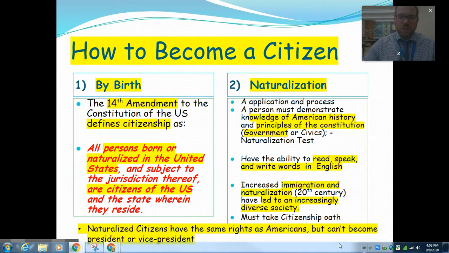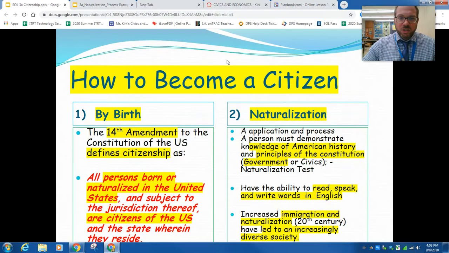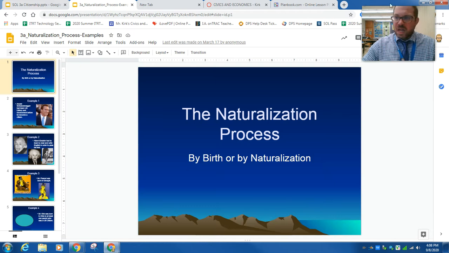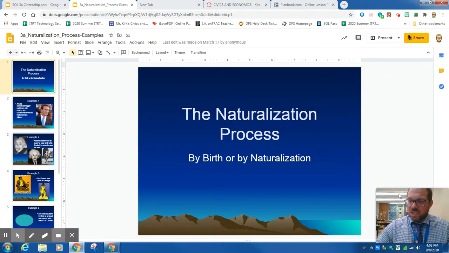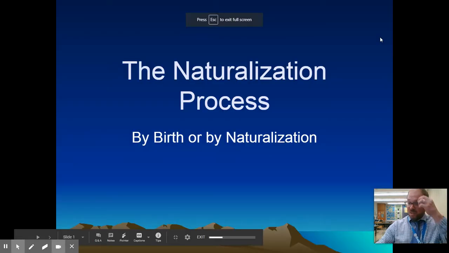That concludes our notes, but I had one more thing I would like to show you. It's in this naturalization process PowerPoint. What I want you to do is tell me if these examples are citizens by birth or by naturalization.